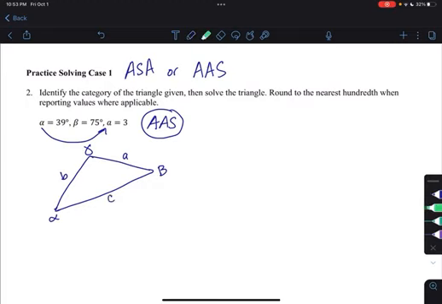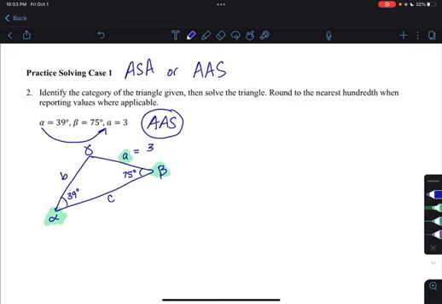I'm going to go ahead and just highlight what I've been given. I've been given alpha, I've been given beta, and I've been given a little a across from that alpha. Okay, and you can draw them in if you want. You could say a equals 3. I could draw in this beta, make it a little longer there, 75 degrees, and then draw in my alpha, 39 degrees. And now I'm ready to go.